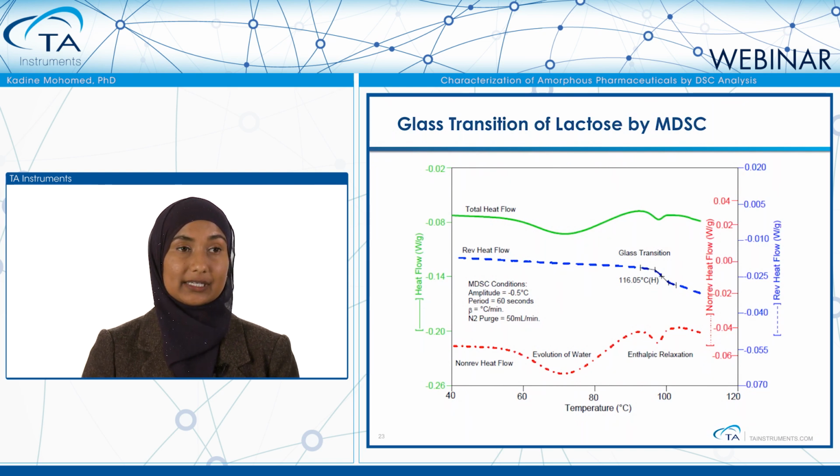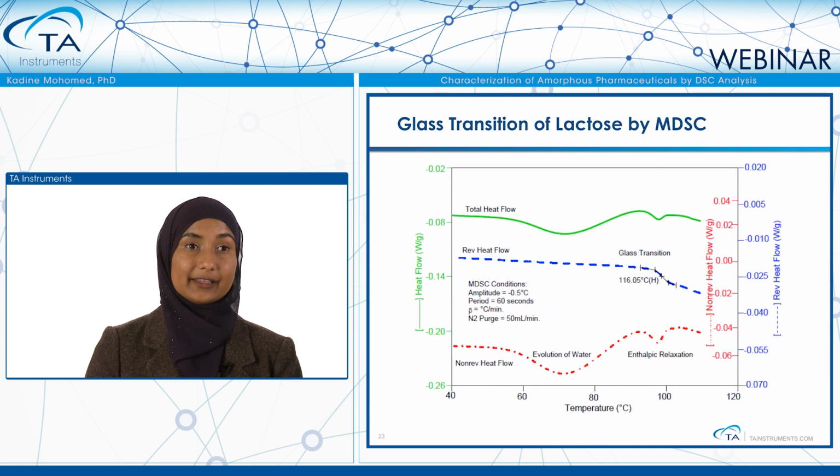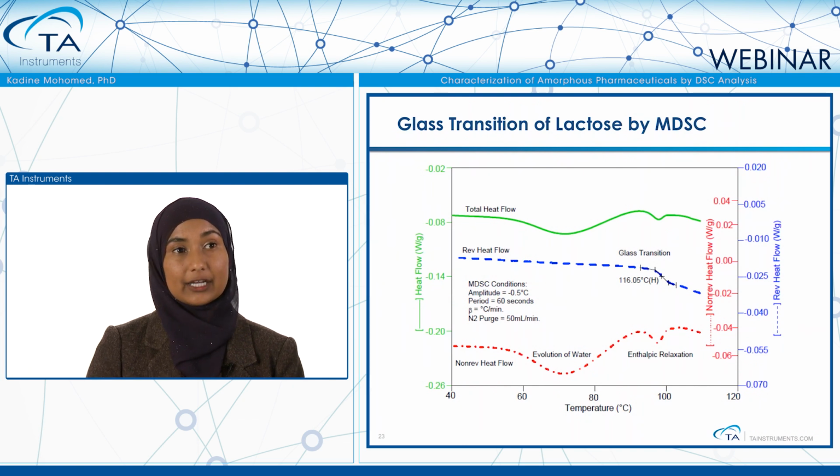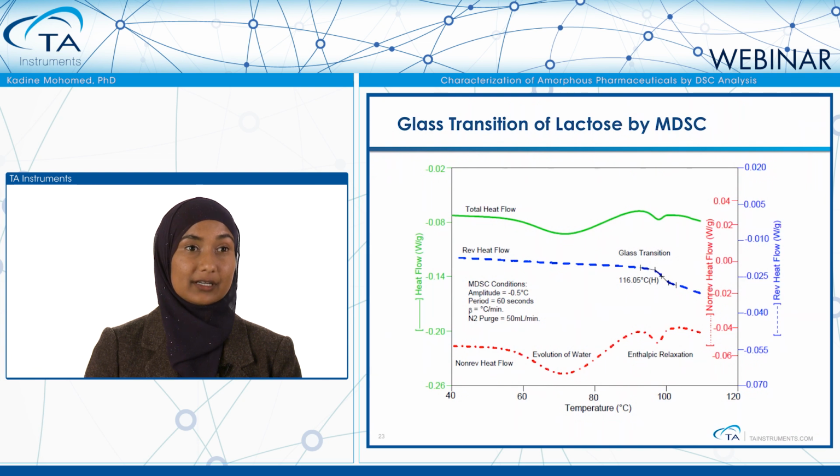As you continue to heat the sample, notice in the reversing heat flow signal, you now see a clearly defined glass transition at 116 degrees. Superimposed on that glass transition would be an enthalpic recovery peak, which is a kinetic event certainly associated with the storage conditions of the material.